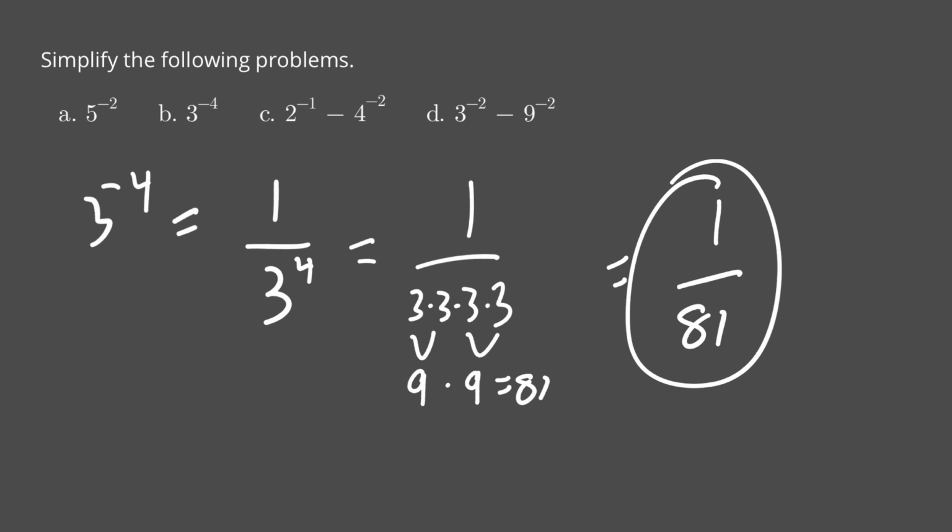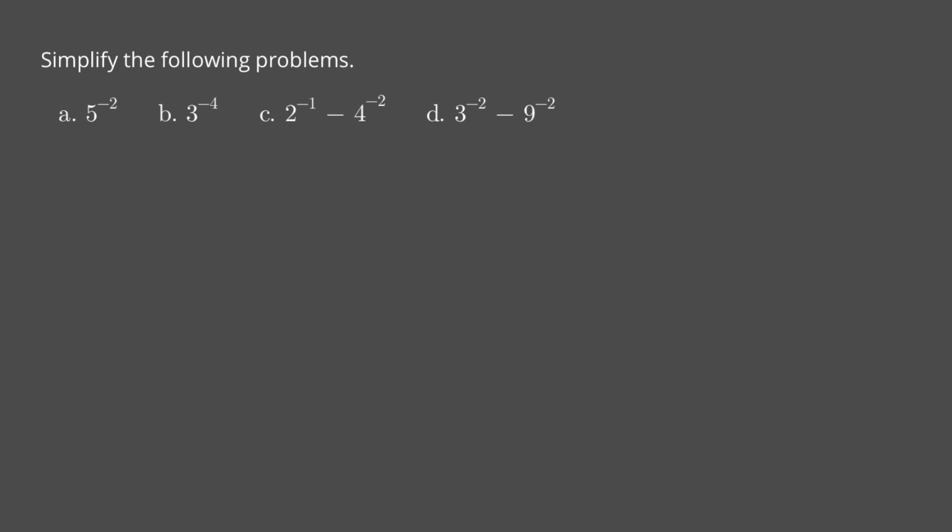Great, let's move on. All right, part C is interesting. Now we have a subtraction problem. Ultimately, the steps are going to be the same until we actually start subtracting. So let's simplify the problems with exponents. 2 to the power negative 1 is the same thing as 1 over 2 to the positive 1, but we don't need to rewrite that.